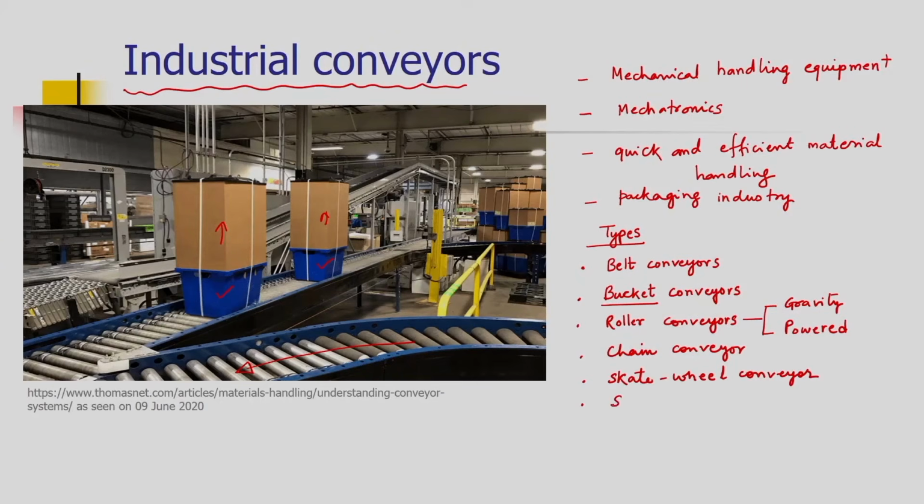then we can have a screw conveyor, spiral conveyor, vibratory conveyors. Vibrating or vibratory conveyors are used for sorting operation. So, we are conveying and simultaneously we are sorting the commodities.